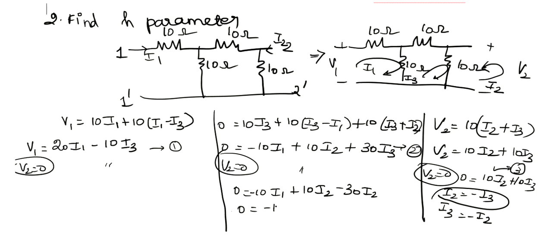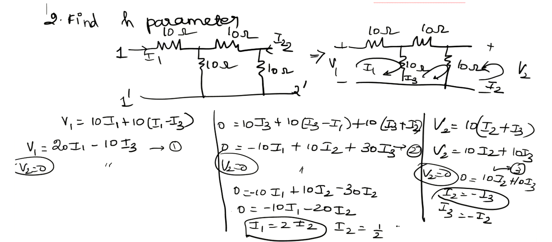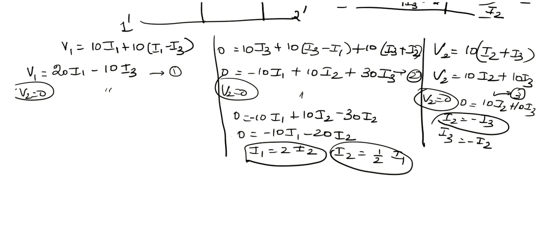0 will be equal to minus 10 I1 minus 20 I2. So I1 will be equal to minus 2 I2. These are the second answers. Clear? Or else I2 will be equal to minus 1 by 2 I1. We are having two ideas. Clear? Okay. Now you can proceed. I3 will be equal to minus I2, minus 10 I1. Okay, I1 in terms of I2 they are telling. Okay, now substitute in this equation.